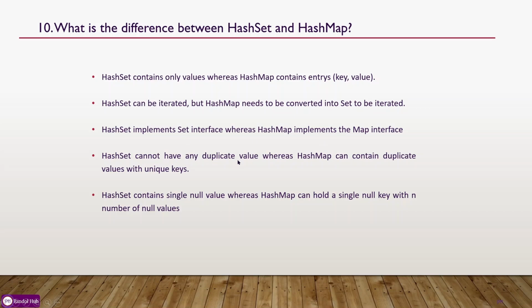Hash set cannot have any duplicate value, whereas hash map can contain duplicate values with unique keys. So as already mentioned, the hash set cannot have duplicate values, whereas in the map, where we have the key and value, you can have unique keys. The keys always should be unique, but it can have multiple values which are duplicate. Hash set contains a single null value, whereas hash map can hold a single null key with n number of null values. So that is understood from the statement.